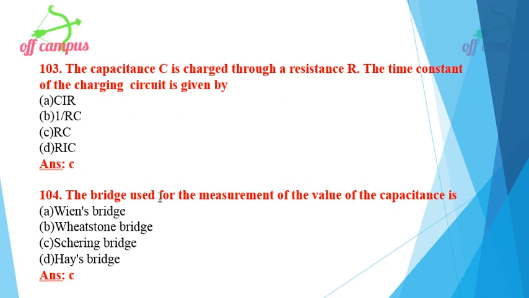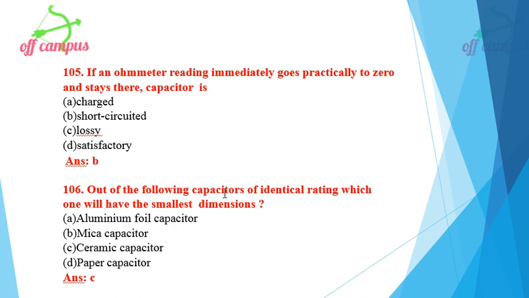Next one: the bridge used for the measurement of the value of the capacitance is. Which bridge is used for the measurement of capacitance? 4 different bridges are given: Wien's bridge, Wheatstone bridge, Schering bridge, Hay's bridge. Option C, Schering bridge, is used to measure the value of the capacitance. Then move on to the next one.